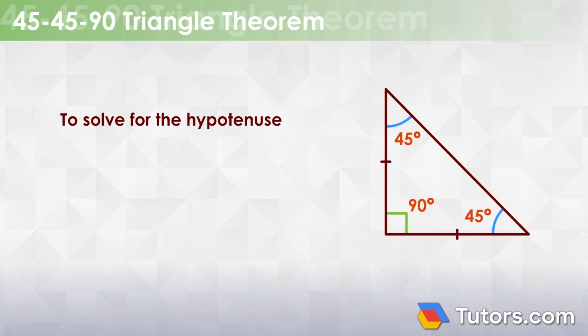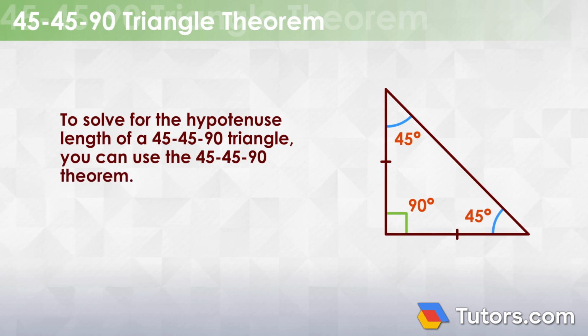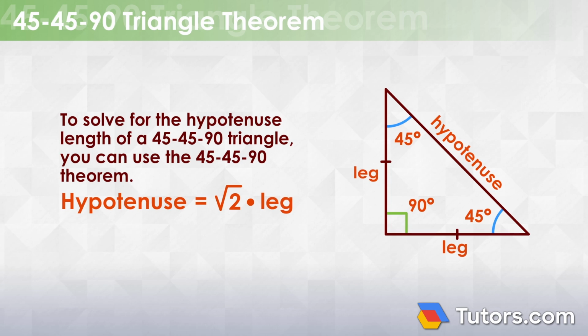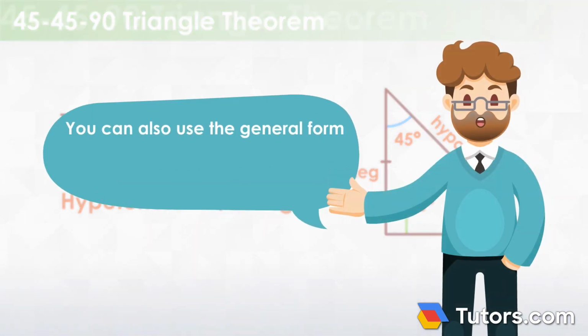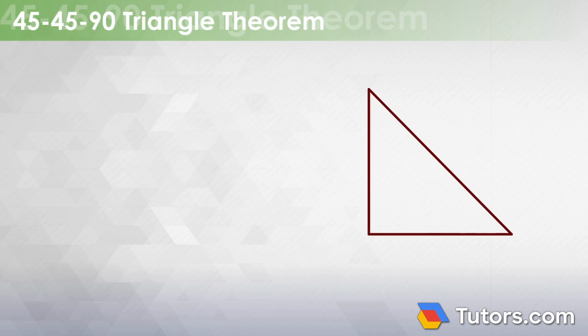To solve for the hypotenuse length of a 45, 45, 90 triangle, you can use the 45, 45, 90 theorem, which says the length of the hypotenuse of a 45, 45, 90 triangle is the square root of 2 times the length of a leg. You can also use the general form of the Pythagorean theorem to find the length of the hypotenuse of a 45, 45, 90 triangle. Here is a 45, 45, 90 triangle.